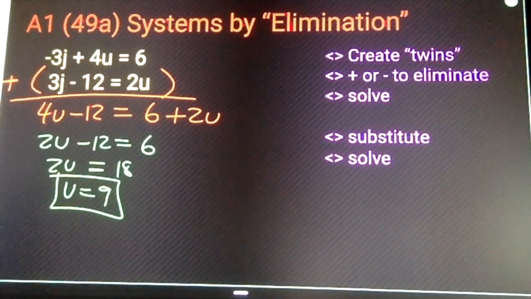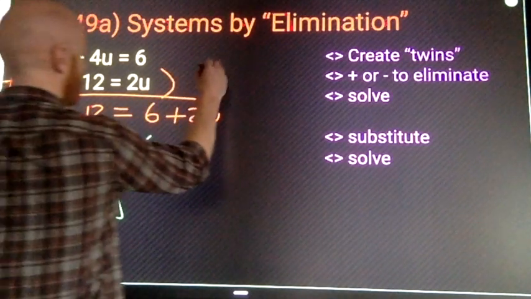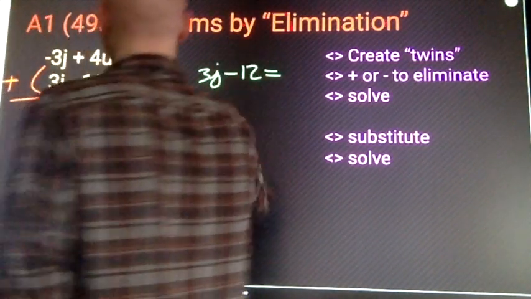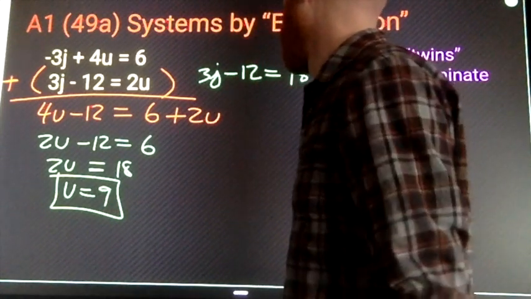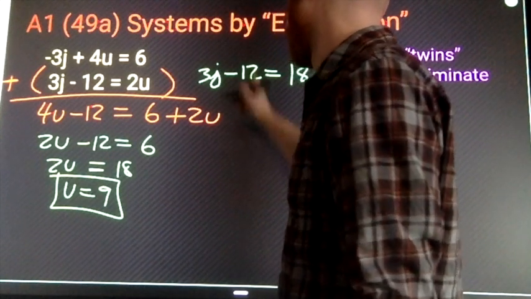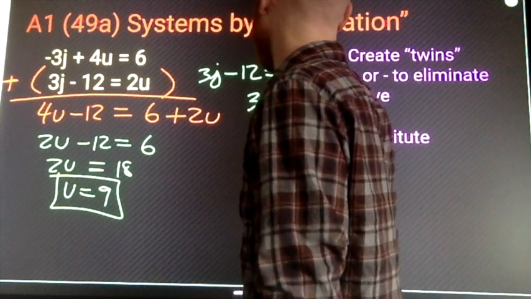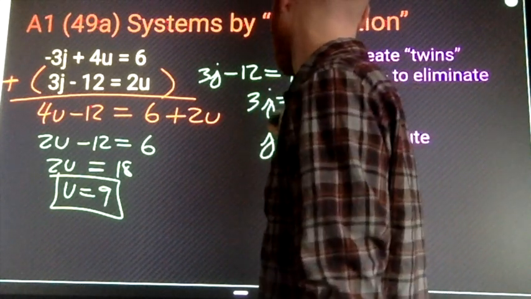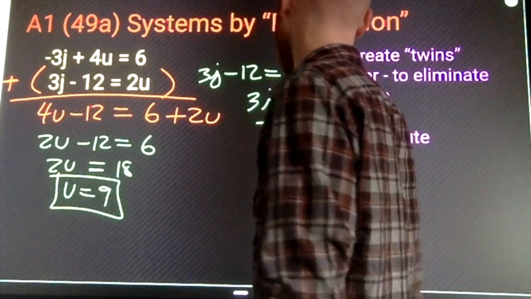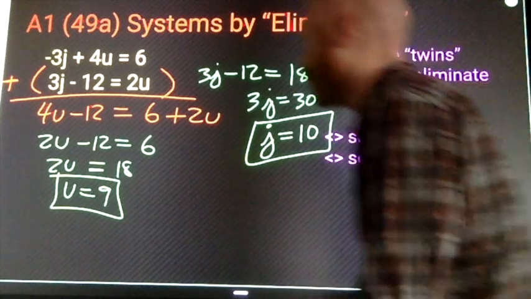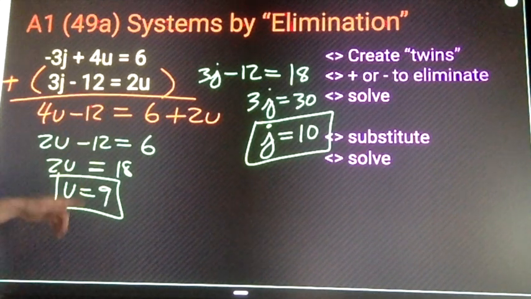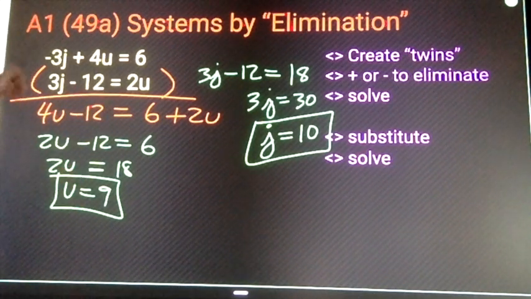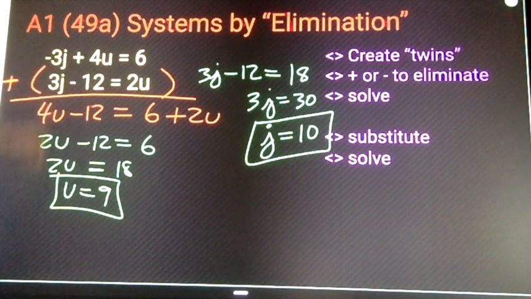I'm going to put it into the second one now. So we got 3j minus 12 equals 2 times u. I'm going to do that right there, 18. Add 12 to both sides. 3j equals 30. Divide both sides by 3, j equals 10. Double check my answers. 30 minus 12 equals 18. All good. Top one, negative 30 plus 36 equals 6. All good.